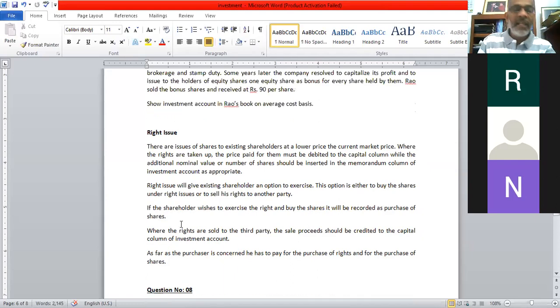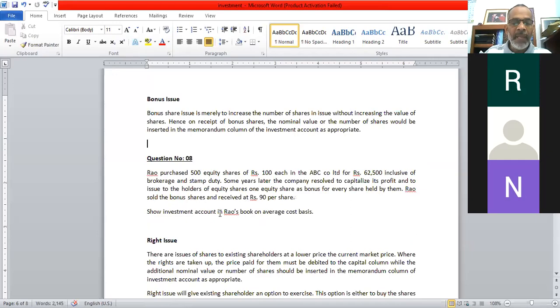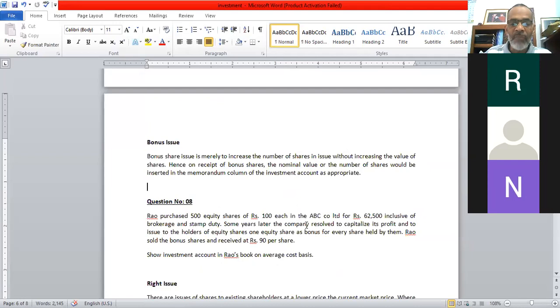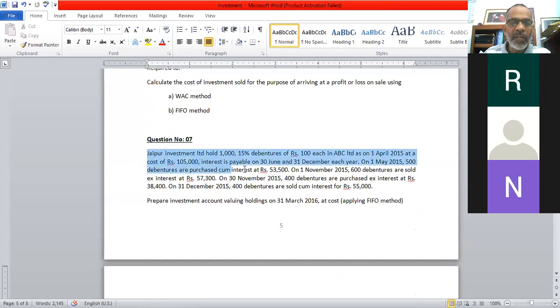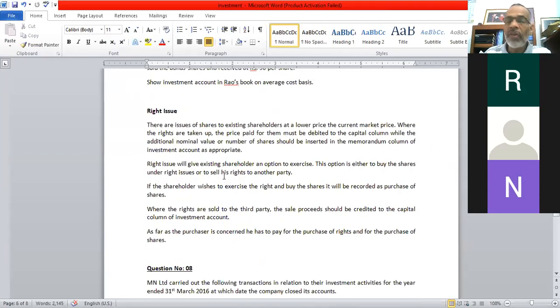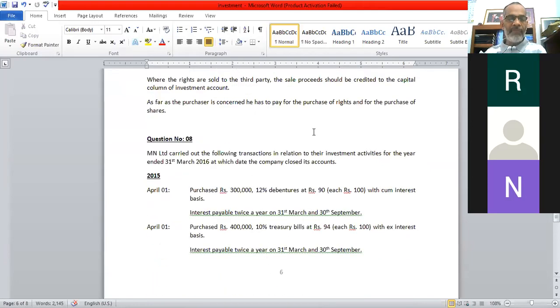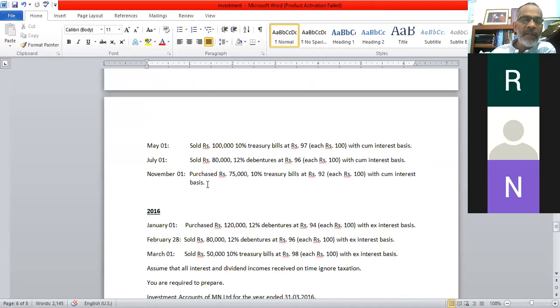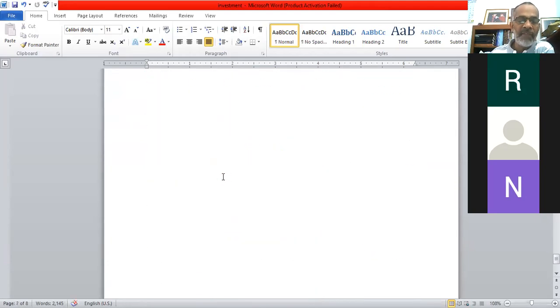You have to understand. Just read these 2 questions. Question number 8 and question number 7, you want to do. This is mixed, so how do we record it? Just do question number 7. I have mixed purchase and sales. Bonus issue, simply record it. Right issue also has 3 options: you can buy, you can reject, or you can sell. This is the mixed question. I will do question number 8 in the next class. You read this part, and we will be comfortable doing question number 8.